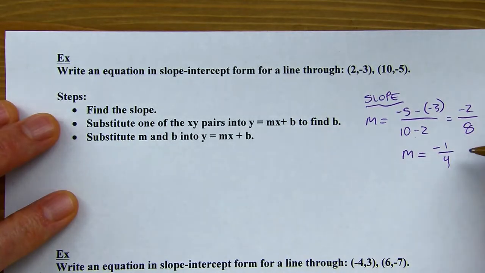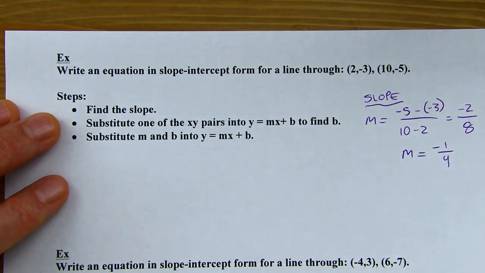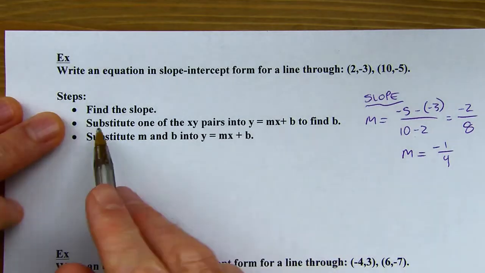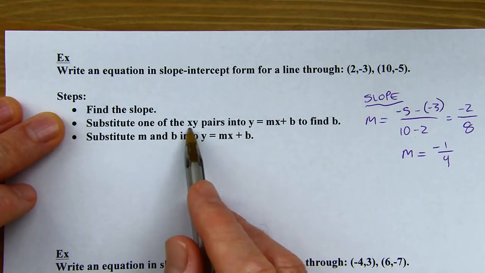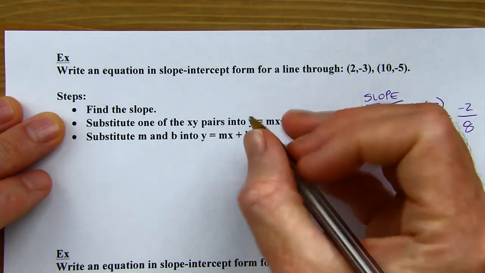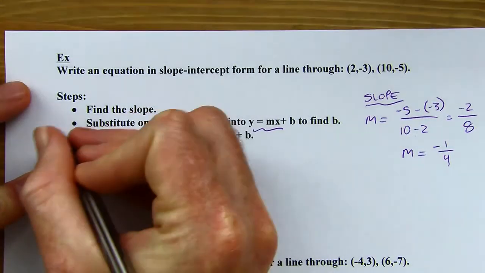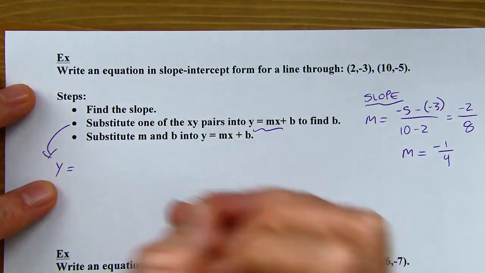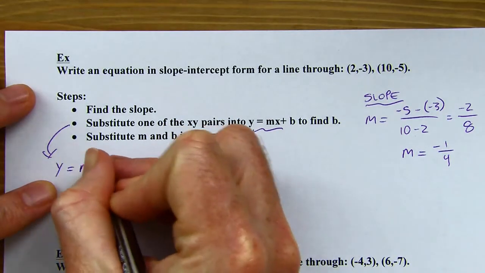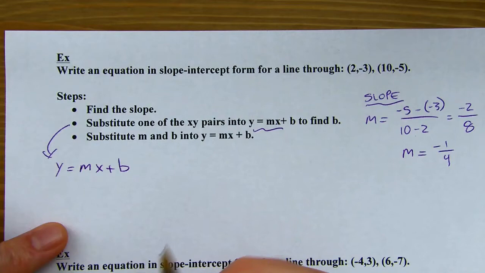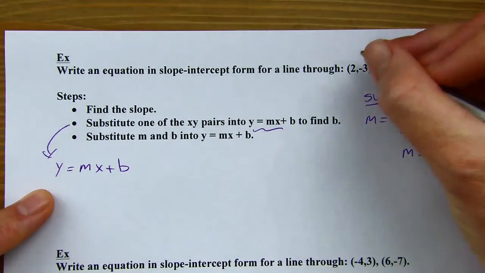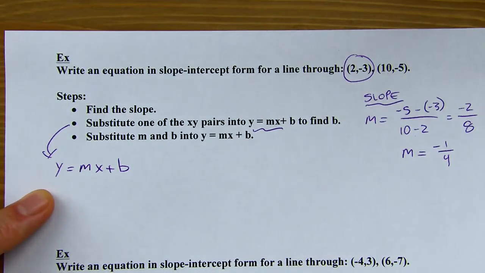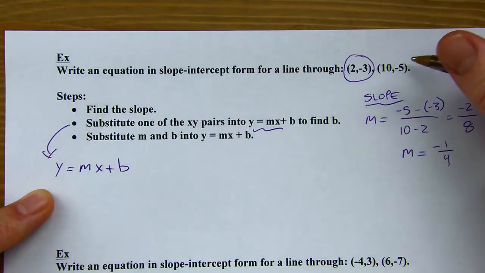And again, it doesn't really matter where you put the negative. You can put it on top. You can put it in the middle if you want. But yeah, it makes no difference. Okay, and then next I'm going to substitute one of the xy pairs into y equals mx plus b. Okay, so let's do that. So I've got y equals mx plus b. Okay, I'm going to substitute one of these xy pairs. I'm just going to use this one because the numbers are smaller, but it doesn't matter. You could use either one.